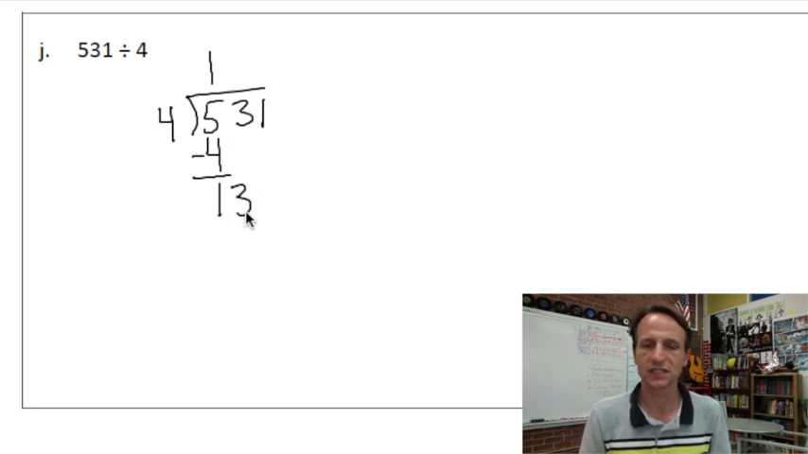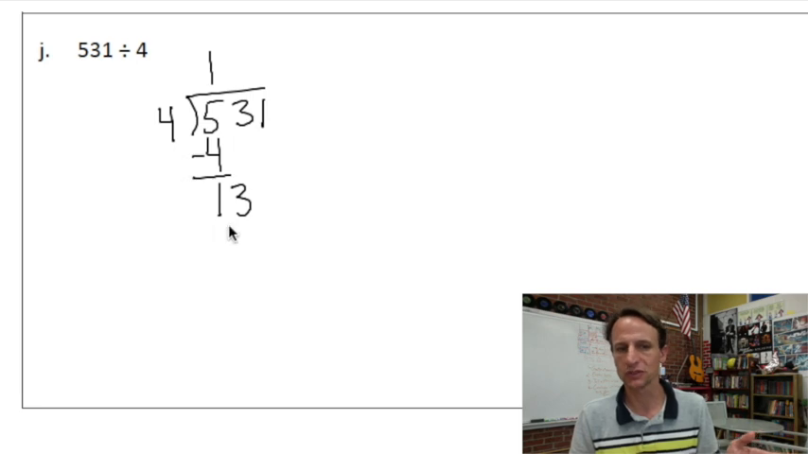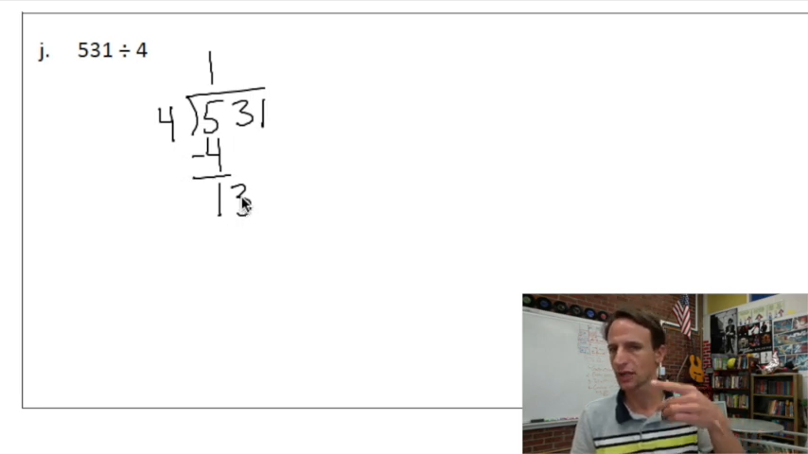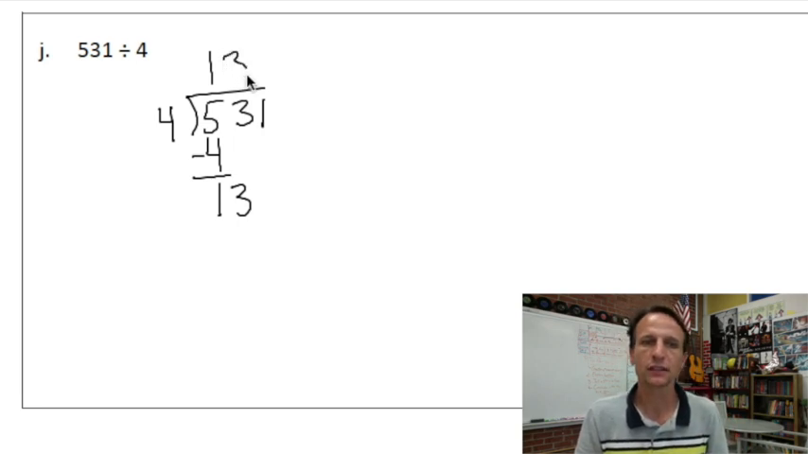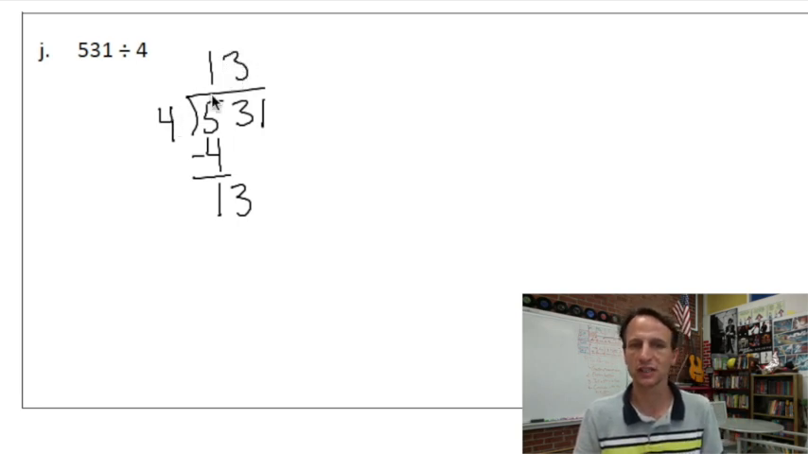So we have 13 tens. How many 4s in 13? 4, 8, 12. There we go. There are 3 4s in 13 because 3 times 4 is 12. Yes, not 13, but 12. Subtract, we get 1, and now we can divide for the ones.